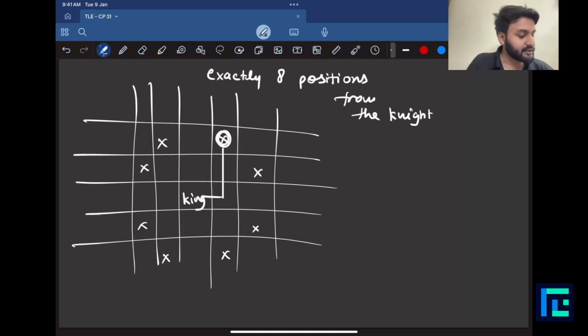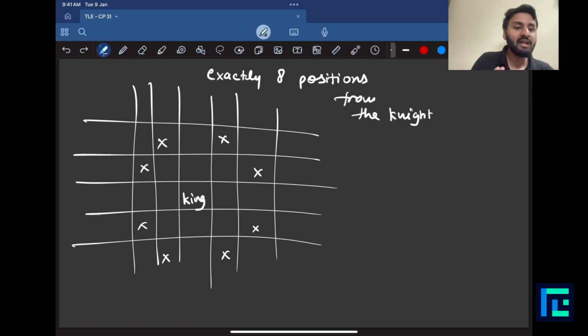Similarly, if I'm at this location, maybe I can move 1 and 2 in the left direction and then 1 downward. So this is again attacking the king. So I can very well understand, this is a no brainer, that I have exactly 8 positions from which the knight could have attacked the king.